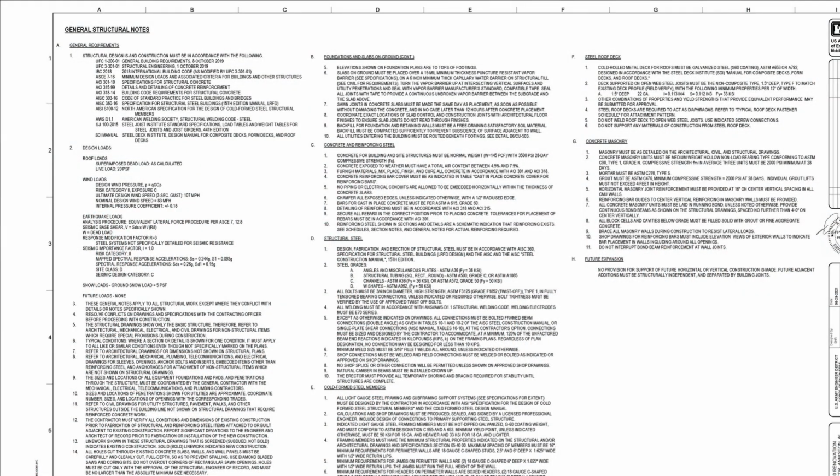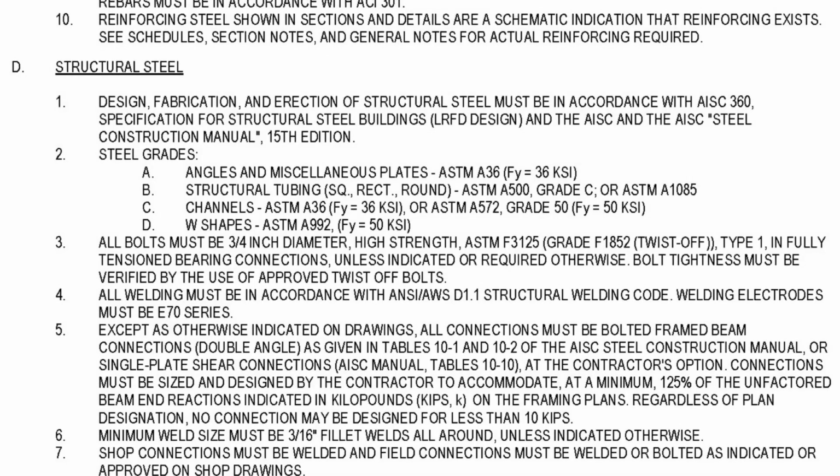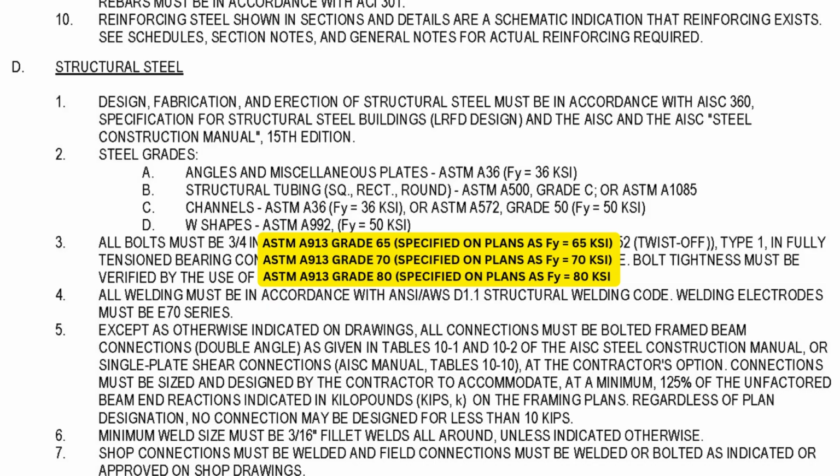Let's start with the basics. First, we want to look at the approved materials on our general notes. If you have never worked with A913 before, your standard notes likely only list A992. You will want to include all A913 grades you are using on the project, and also indicate how they would be called out on drawings.